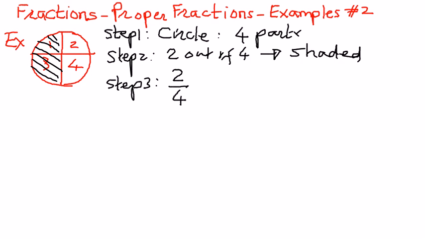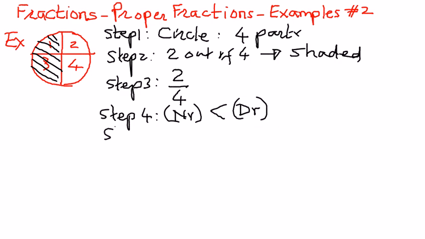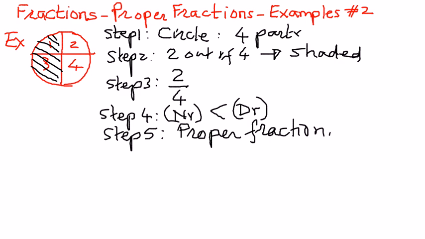And therefore, since the numerator is less than the denominator, let me write that here. The numerator is represented as NR, is less than the denominator. The denominator is represented as DR. Since the numerator is less than the denominator, whenever the numerator is less than the denominator, we call those types of fractions proper fractions. This is how we want to understand the proper fraction examples.